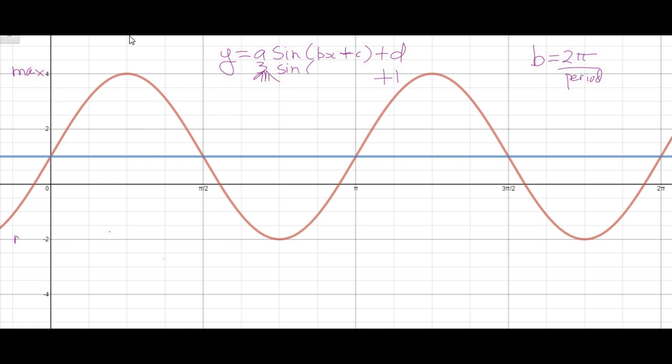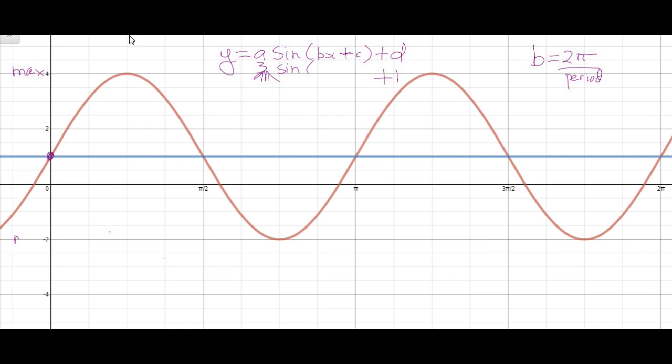So where are we getting everything from? We're getting it all from the graph, right? From the graph, we have a maximum value, and the maximum value is 4. From the graph, we have a minimum value, and the minimum value is -2. From the graph, we can figure out the period, right?